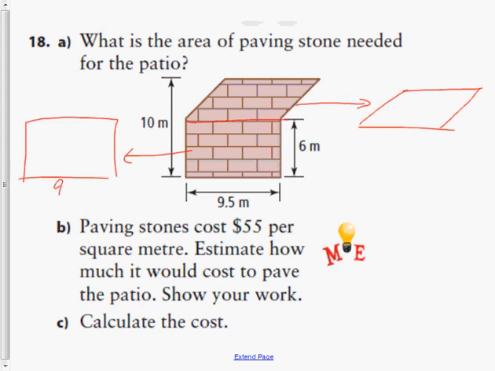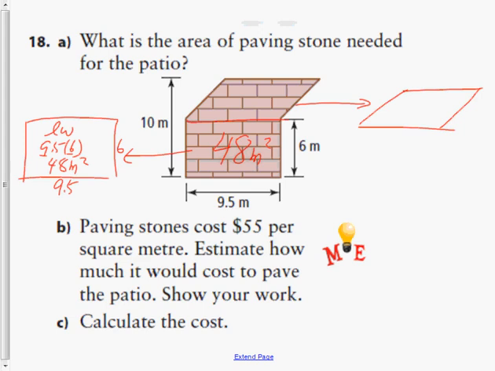So this one we know it's 9.5 times 6. So we're going to go length times width, 9.5 times 6. That's 45 and 3, which is 48 meters squared. That's the area of this bottom part. Right? And all we have to do now is figure out the parallelogram.